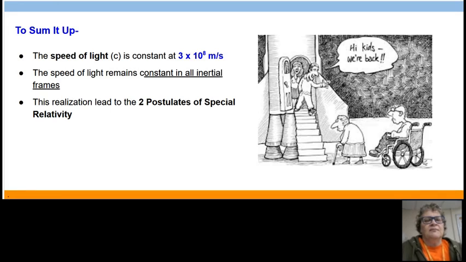Okay. To sum it up, the speed of light has a constant of 3 times 10 to the 8th meters per second. The speed of light remains constant in all inertial frames. That means that nothing can go faster than the speed of light. And this has been proven over and over again because we have not been able to accelerate a particle to go faster than the speed of light. And then this realization led to the 2 postulates of special relativity.